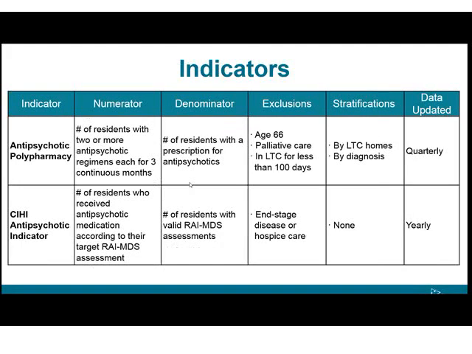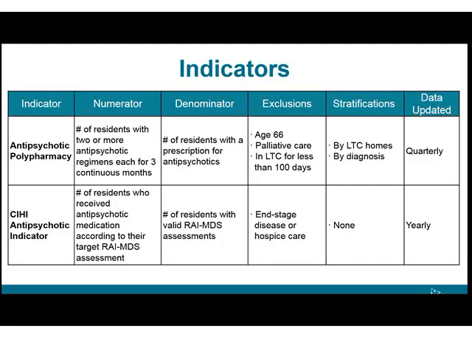Next slide, please. As mentioned previously, the antipsychotic polypharmacy talks about the number of residents with 2 or more antipsychotics for 3 continuous months. So again, it's the use of 2 concomitant antipsychotics. And again, the exclusions are similar to previous: 66 years of age or older, end-of-life care, or if they've been in long-term care for less than 100 days.